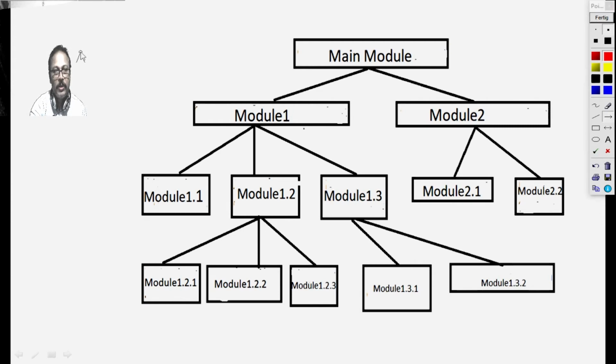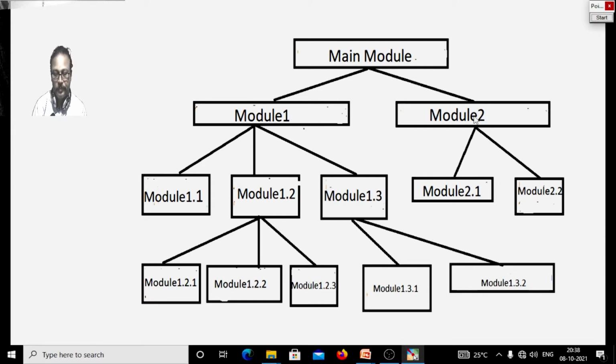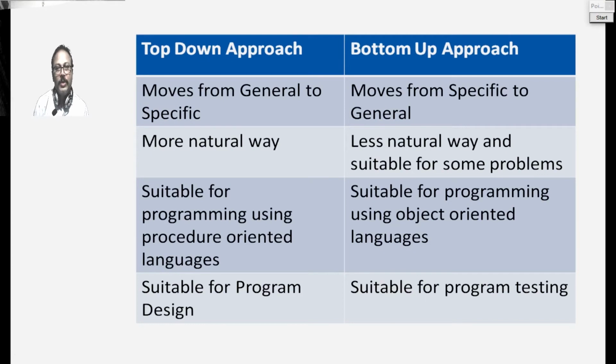This is top down, and this is bottom up approach. So, you can use either top down approach or bottom up approach. What is the difference? So, top down approach means moves from general to specific. Bottom up means moves from specific to general.